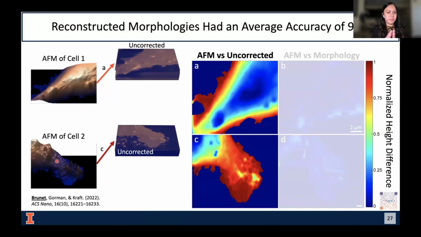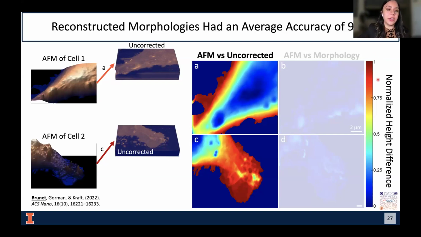Now, as I said, we wanted to do a more quantitative validation. For this validation, we calculated the normalized height difference. To calculate the normalized height difference, we have the AFM height data and we have our morphologies, we normalize both data sets to their maximum, and then we subtract their heights.